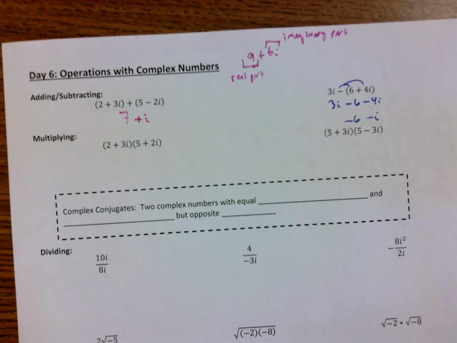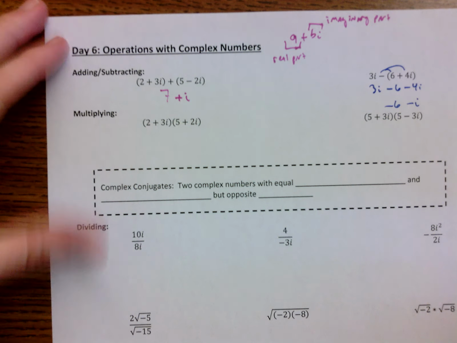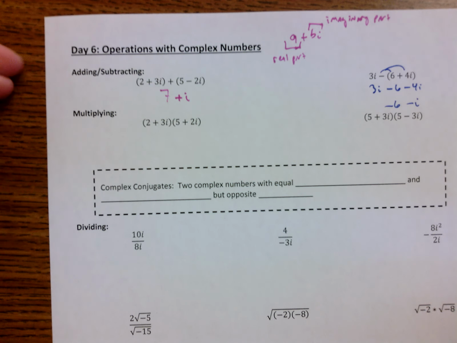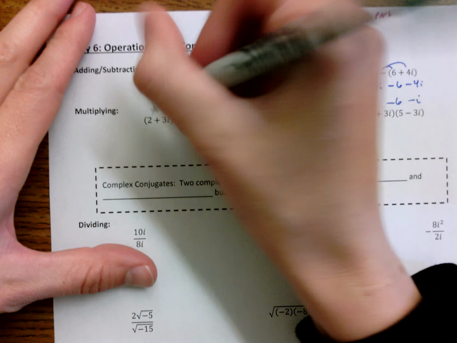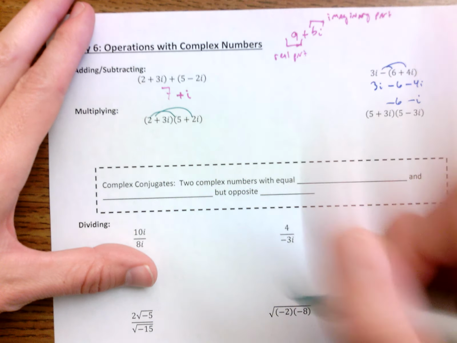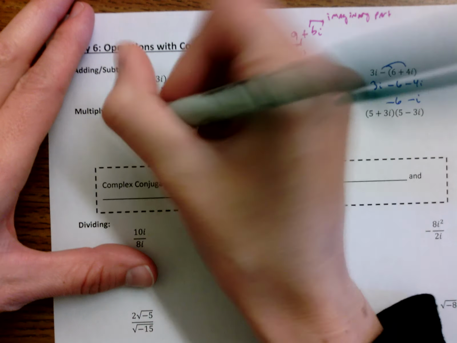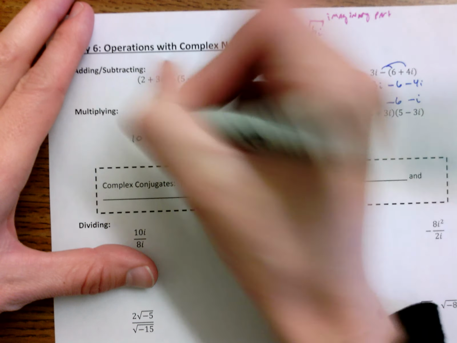Multiplying. Multiplying is also a lot like multiplying a regular expression. You're going to do your distributive property, double distributive property. The only thing that you have to remember is that i squared equals negative 1. So I'm going to do a distributive property here. 2 times 5 is 10. 2 times 2i is 4i.